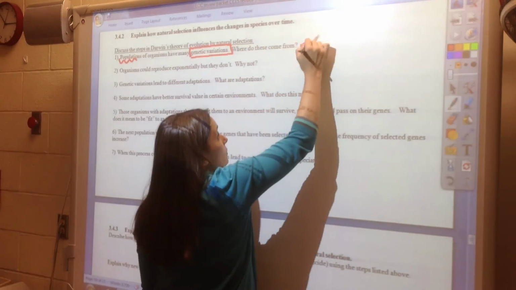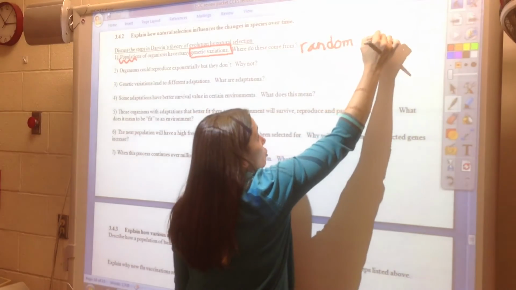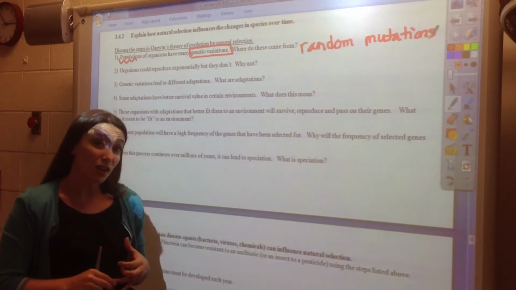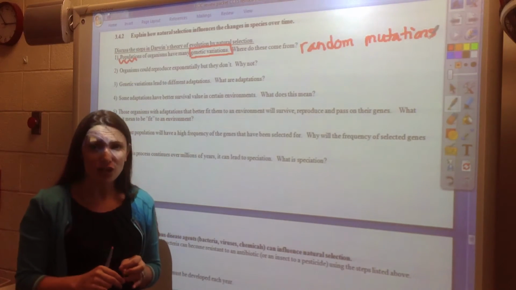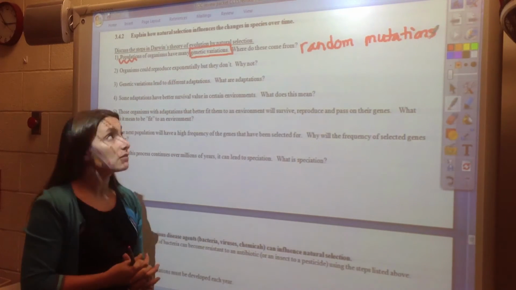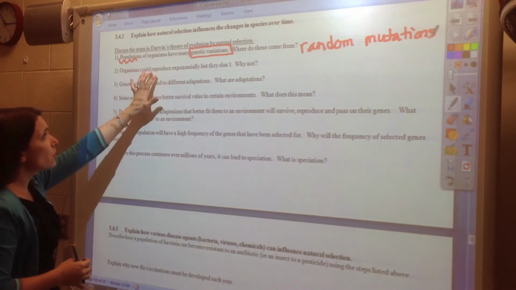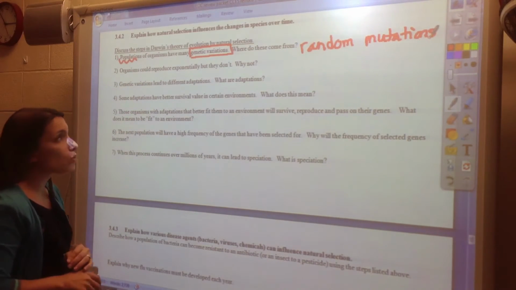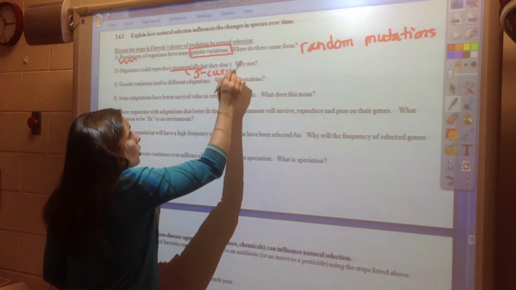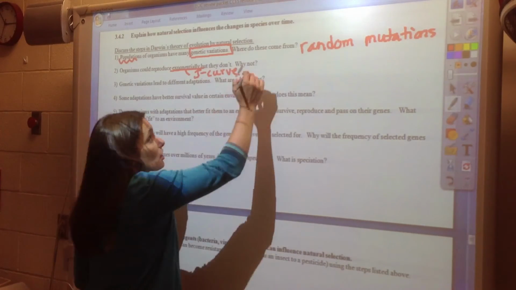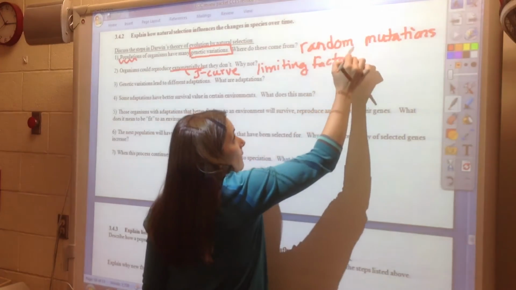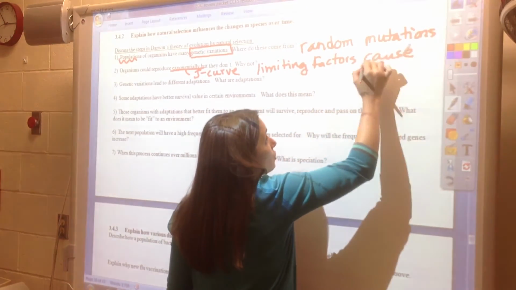And remember that comes from what are called random mutations. You can't wish and hope for a mutation. If someone falls off a bridge, they can't wish and hope to have a mutation and have wings. That just doesn't happen. This is why natural selection can be very random. Populations could reproduce exponentially, but they don't. Remember, exponentially is a J curve. Our populations don't reproduce in a J curve because we have limiting factors that cause competition.